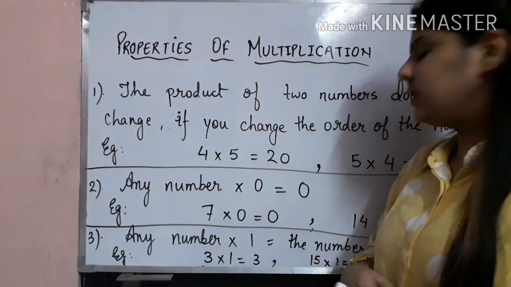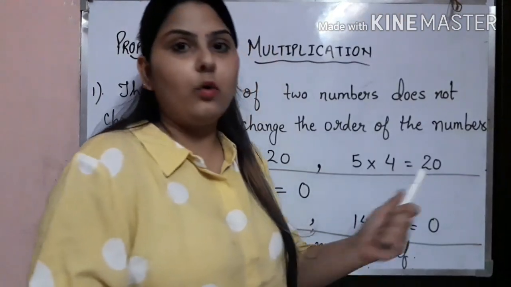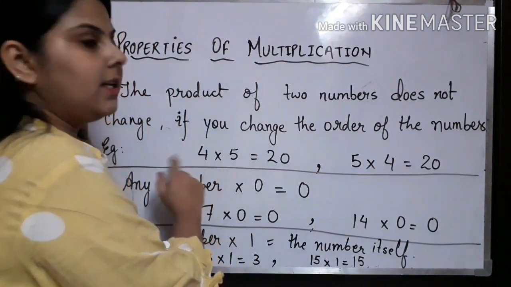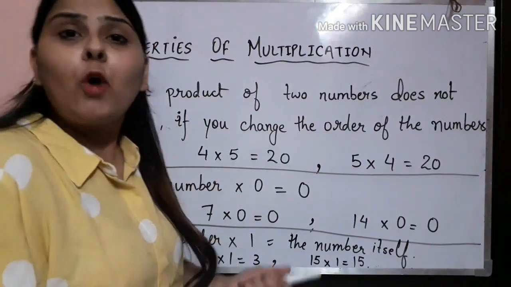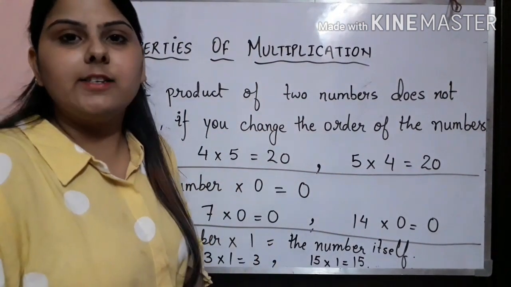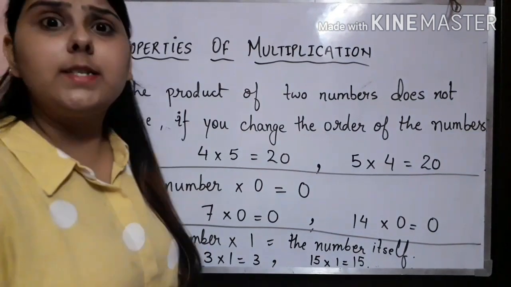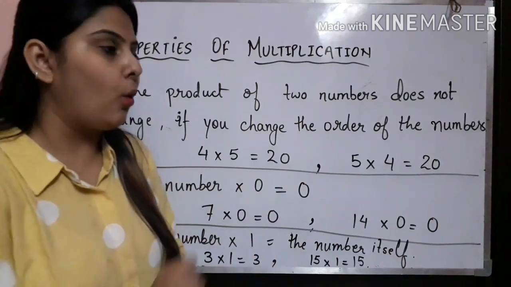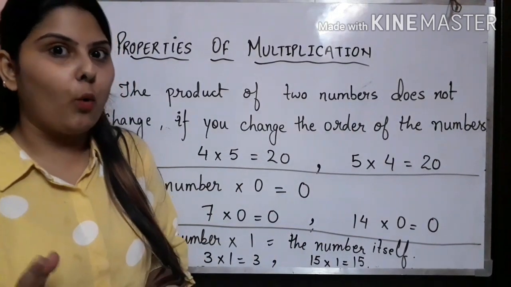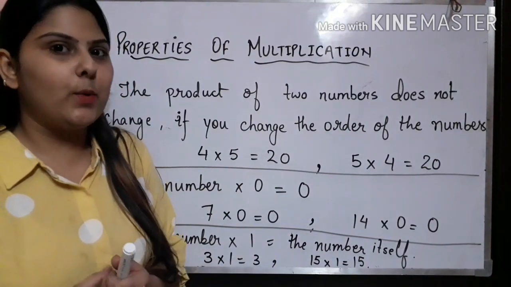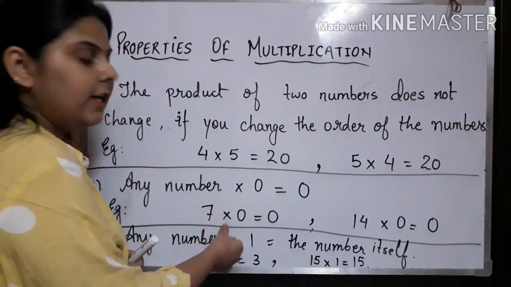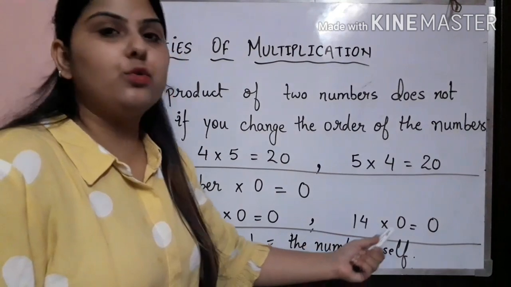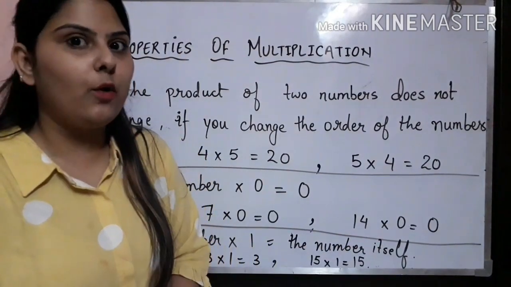Or if you multiply 5 by 4, the answer will remain the same. So in both the cases, either you do 4 5s are or 5 4s are, the answer is 20. Now, the second property says that any number into 0 is 0. So let us see with an example. 7 into 0 results in a 0. 14 into 0 also gives you 0.